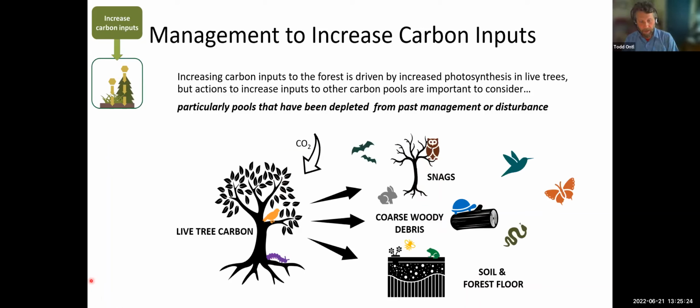But by doing this, we are enhancing the complexity of our forest ecosystems. We're enhancing the habitat value. And so this is a really good win-win, I think, from a carbon perspective and from a wildlife habitat perspective, that where it's appropriate, management to enhance these carbon pools can help us meet multiple goals related to both carbon and wildlife.